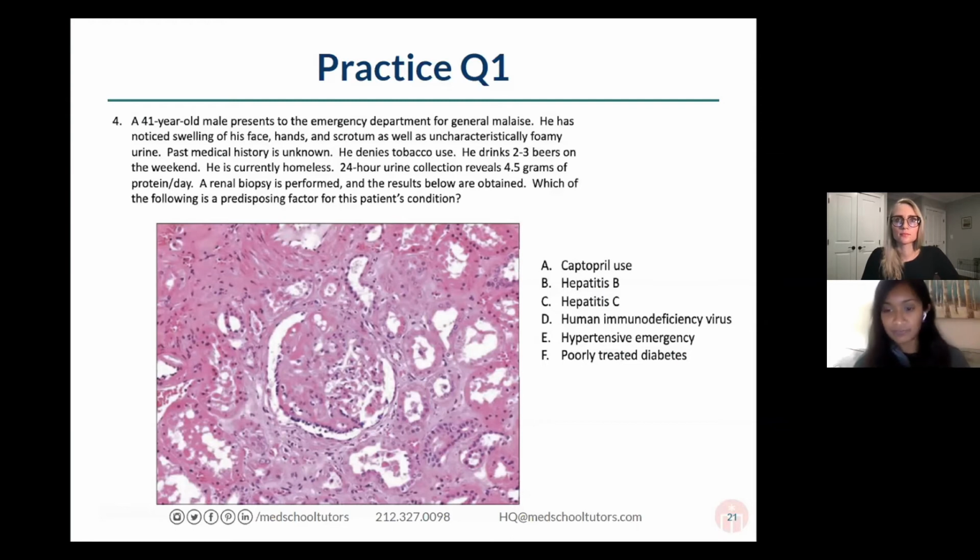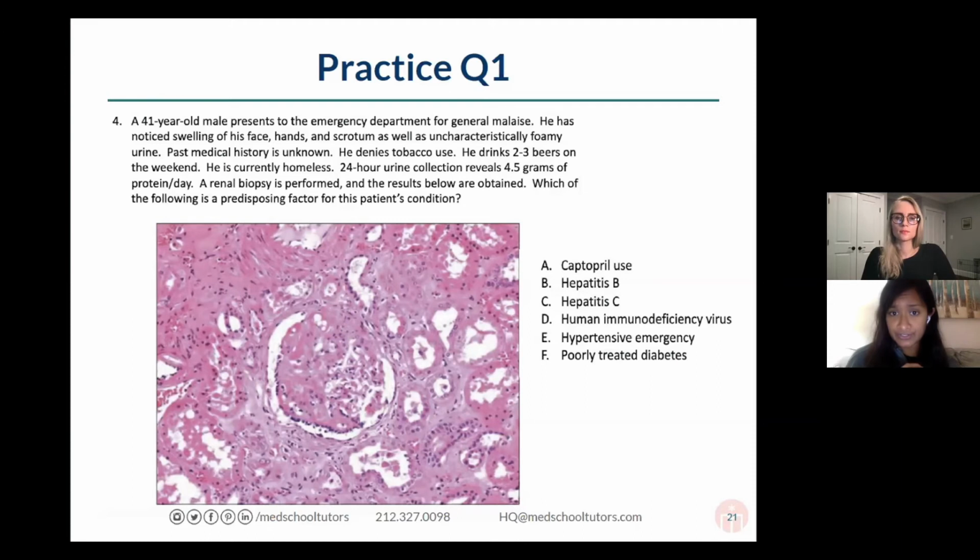And as a couple of you have already said, nephrotic syndrome, great, perfect. So you're thinking along the same lines that I am. Past medical history is unknown. Okay, whatever. Denies tobacco use. Okay. And then drinks 2 to 3 beers on the weekend. So not an egregious amount of alcohol. And then currently homeless. Okay, the fact that they put in that he's homeless makes me think about what other risk factors he might have, if there may be any additional socioeconomic factors that could predispose him.